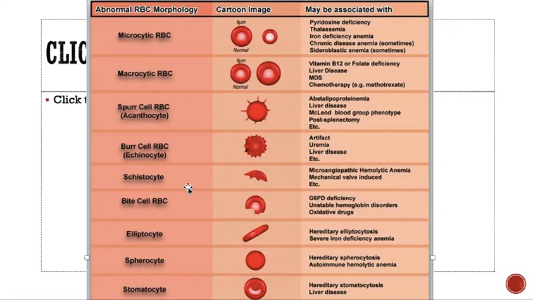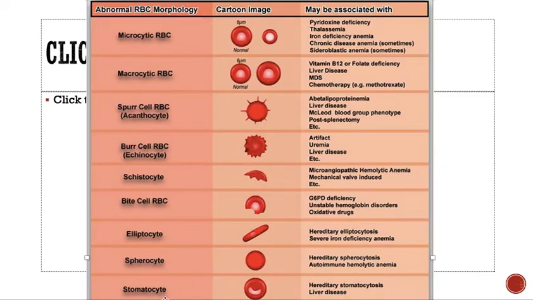Now you can see over here schizocyte. What is a schizocyte? See, this is a schizoid-looking cell. Then there could be bite cells. What is a bite cell? See, it looks like the cells are bitten. This one occurs in G6PD deficiency and unstable hemoglobin disorders, as well as with oxidative drugs. Then elliptocytes, the cells look like an ellipse, so hereditary elliptocytosis. Spherocyte, hereditary spherocytosis.